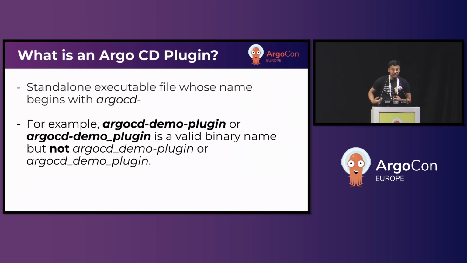So what is an Argo CD plugin? In simple terms, an Argo CD plugin is a standalone executable file whose name begins with argocd- as a prefix, and you store that argocd- file in your system's path. Whatever binary you put in your path becomes a subcommand of Argo CD, without you going into Argo CD's code base, making your own changes, and raising a pull request. That's what an Argo CD plugin looks like.